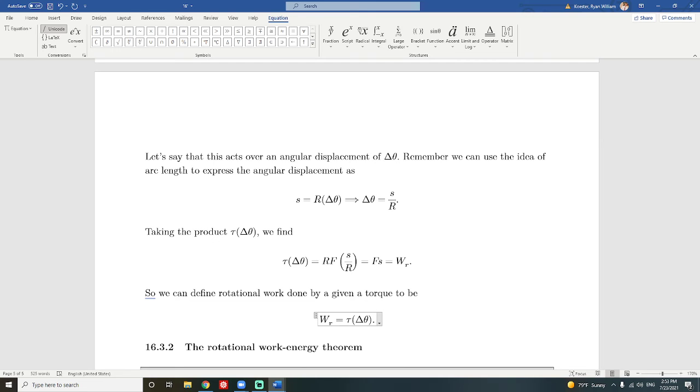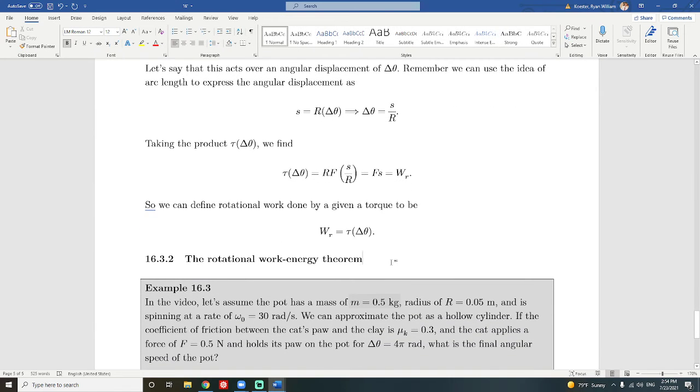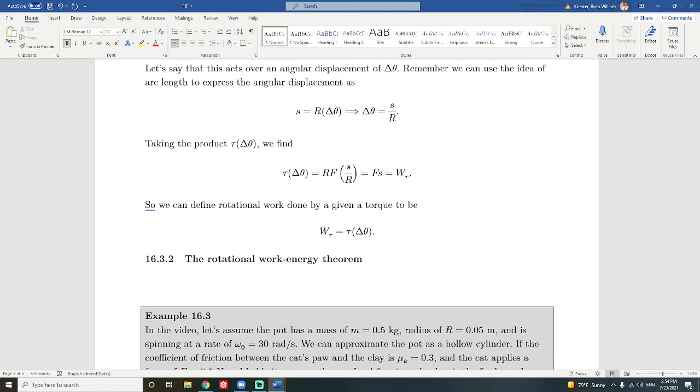So then we want to think about what the rotational work energy theorem might look like. And it's probably going to look exactly as you would expect, right? Because we now have this idea of rotational kinetic energy and the work done by a torque. So what I will say is that the preceding analysis suggests that we can adapt the work energy theorem to the rotational case.